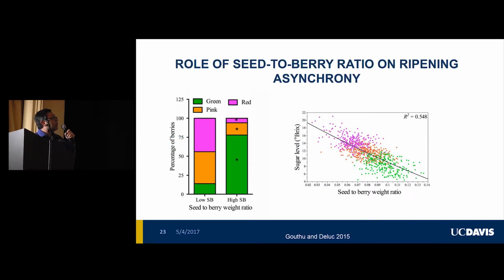There's also the role of seed to berry ratio on ripening asynchrony. Deluc is a professor in Oregon, so they looked at a low seed to berry weight ratio and a high seed to berry weight ratio, looking at red, green, and pink berries. And the relationship is almost linear. As the seed to berry ratio increases, your sugar level, measured as degrees Brix, would decline.